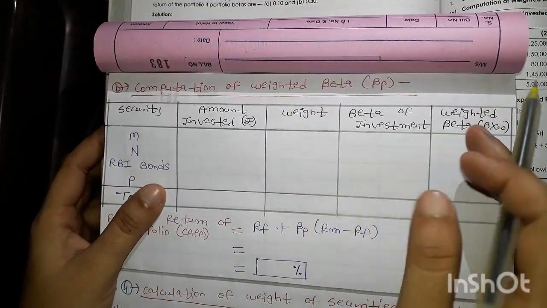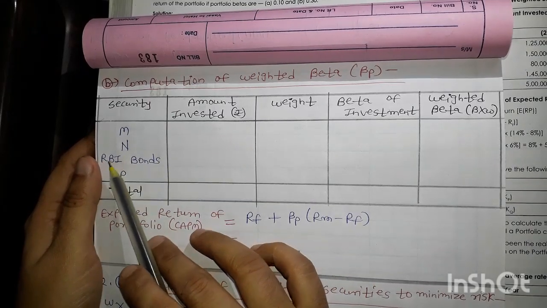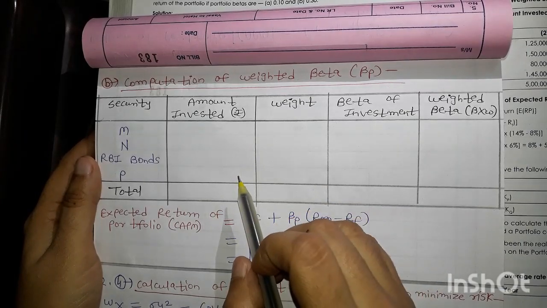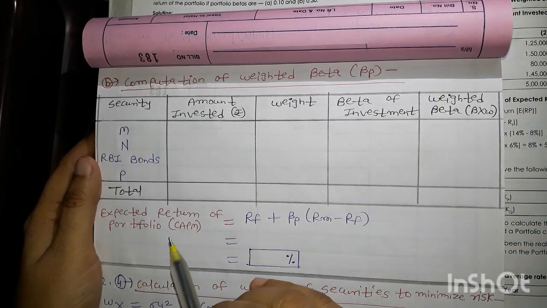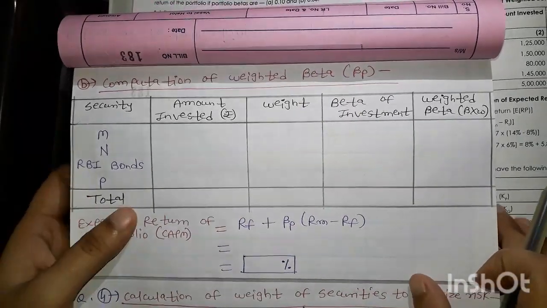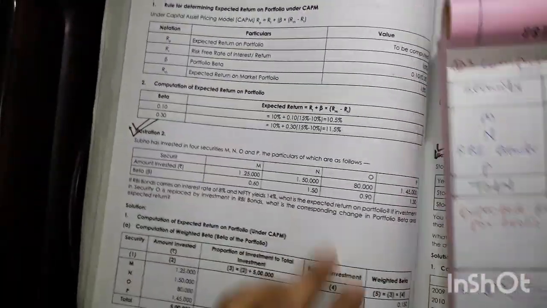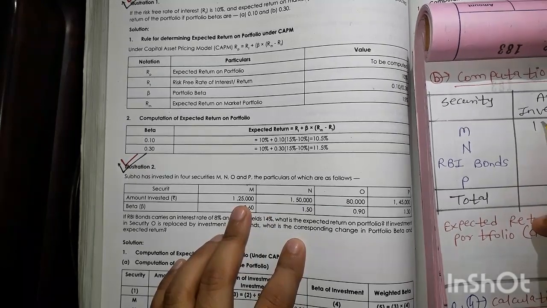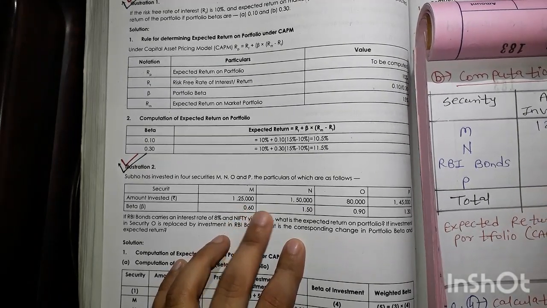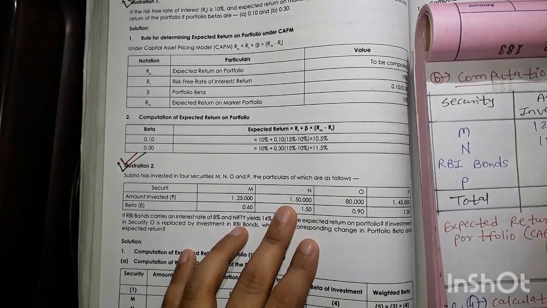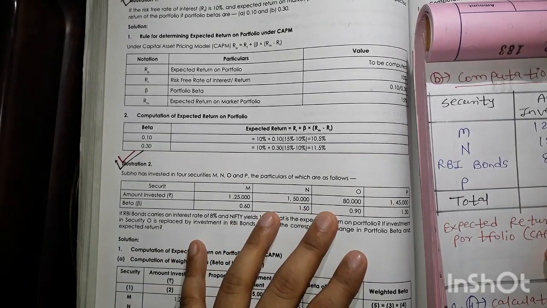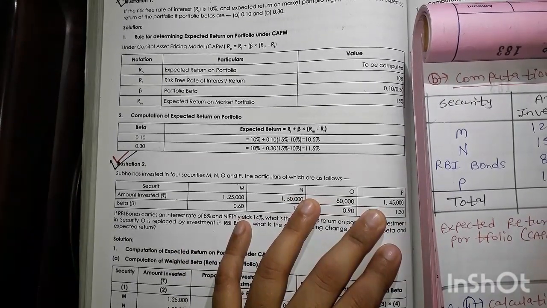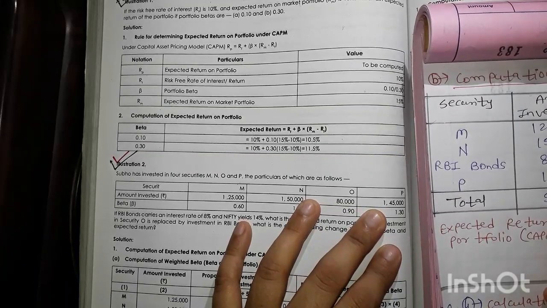Computation of again weighted beta because security had changed. So here RBI bonds we have included. Okay, amount of investment will remain same, but the beta will change. Okay, so let's see. First of all, amount invested. Amount invested same as we have taken earlier. So first of all, M में जो भी दिया है 1,25,000, then 1,50,000 for N, then 80,000 for O, earlier it was, now it is for RBI bonds, then 1,45,000. Okay, and total will be 5 lakh as we have taken earlier.